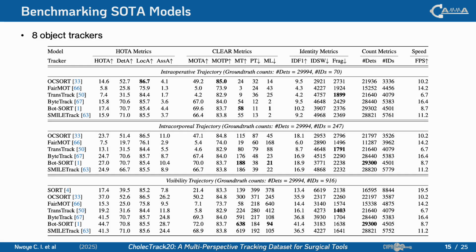We evaluate 8 multi-object trackers on multi-perspective tracking. All methods fall below 45% HOTA, reflecting the difficulty of tracking in surgical settings. Conventional models, like FairMOT and TransTrack, performed poorly, less than 10% HOTA, due to lack of support for viewpoint shifts and identification. ByteTrack and BoT-SORT perform better but still struggle with tool similarity and occlusion.